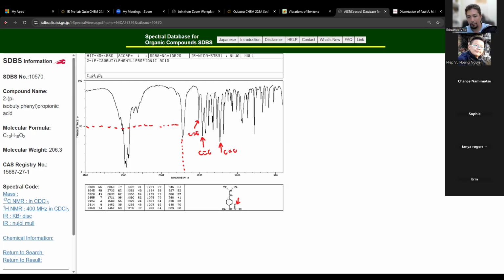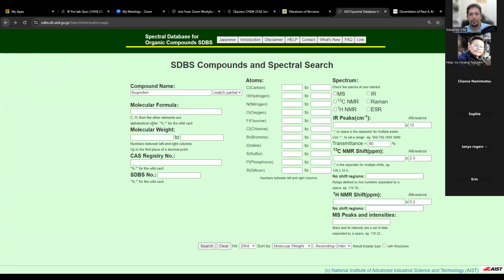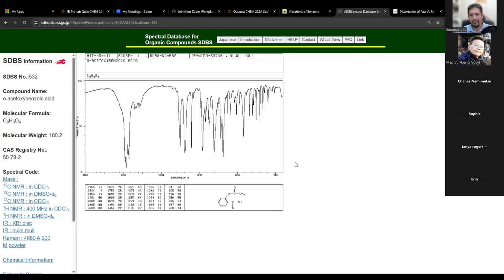Practice. Just start reasoning your way through it. Let's do one more and then we'll call it a day. Give me one more compound. Aspirin. Perfect. Let's look up aspirin. Okay, so there it is. Ortho-acetoxybenzoic acid. That is the IUPAC name. All right, and there it is.